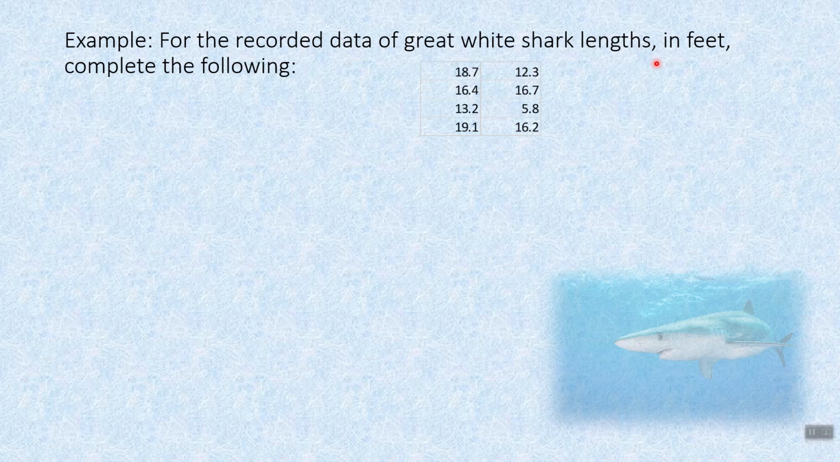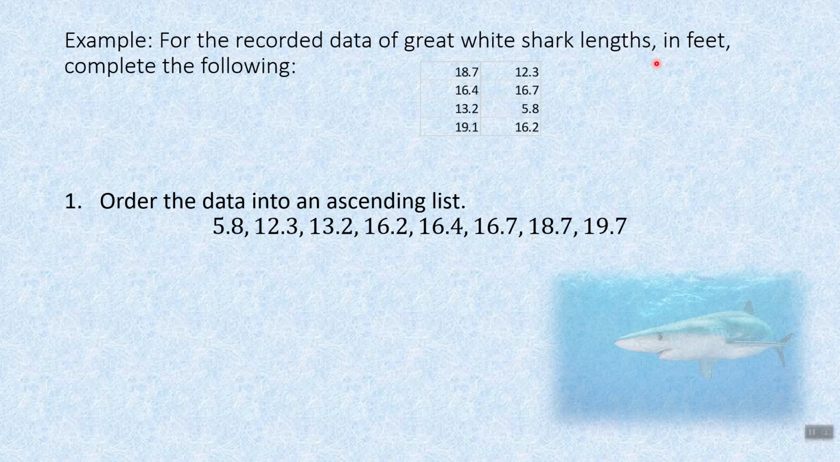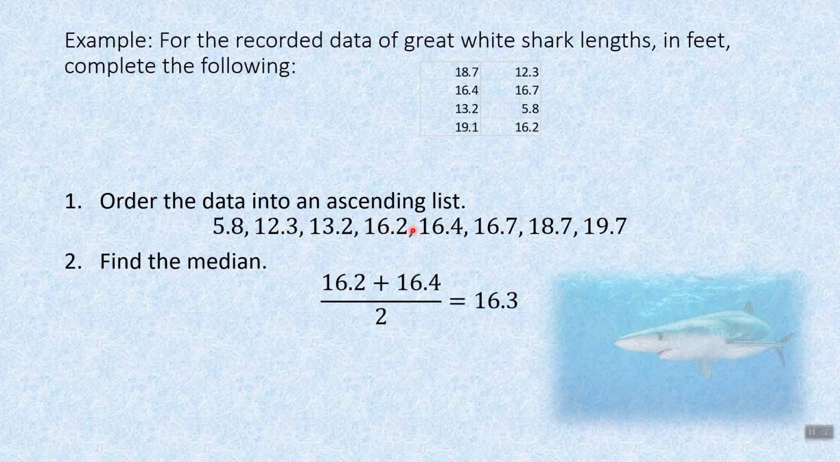Let's go back to these sharks. We already found the mean of the length of a shark of this data. So let's find the median and mode. If we sort the data into an ascending list, we'll have 5.8, 12.3, 13.2, all the 16s in order, then 18.7 and 19.7. Now we can see that we have 8 bits of data, and these two here are in the middle. The median will add up those two values, 16.2 plus 16.4, divide it by 2, and of course halfway between those two is 16.3.